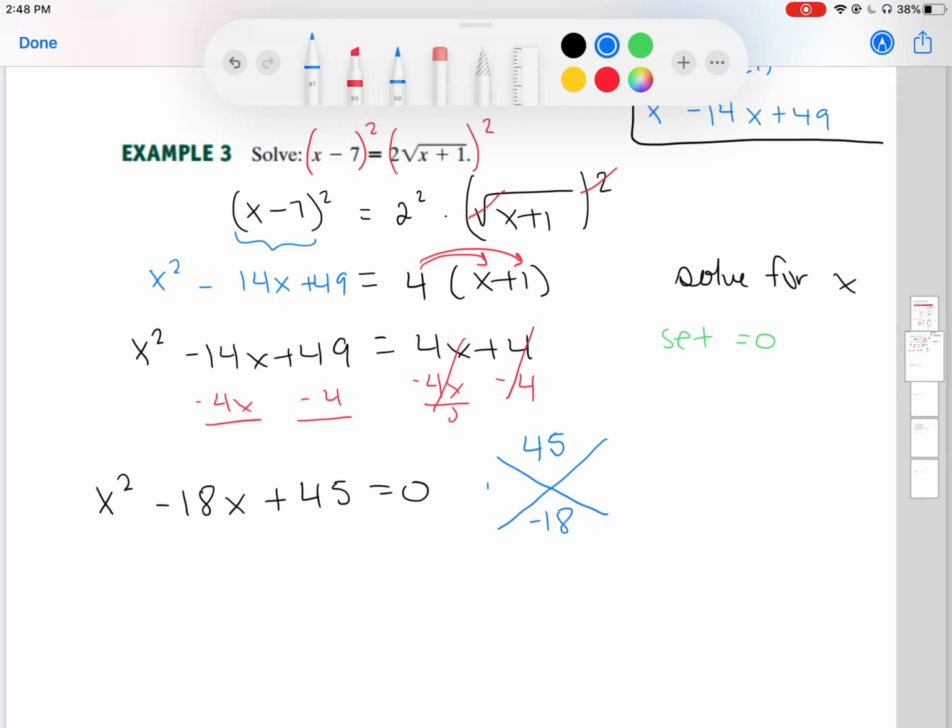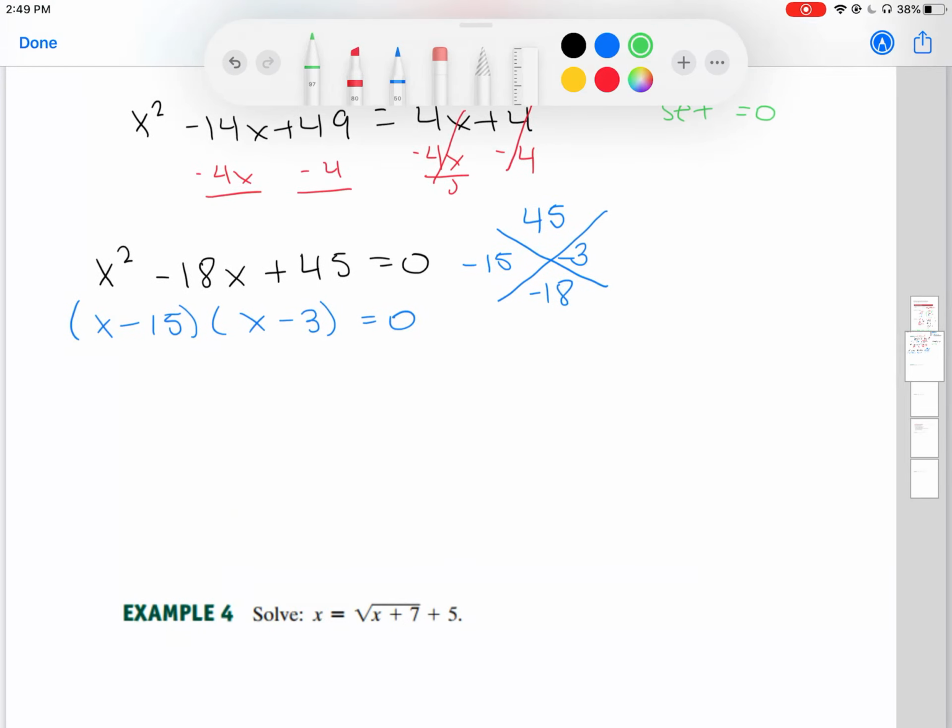Well, 15 and 3 work. I need to make them negative. 2 negatives make a positive, and when I add them, you get a negative. Perfect. So this factors to be x minus 15 times x minus 3 is equal to 0. Let's set each one equal to 0, so that I have x minus 15 is equal to 0, and x minus 3 is equal to 0. Let's go ahead and solve.